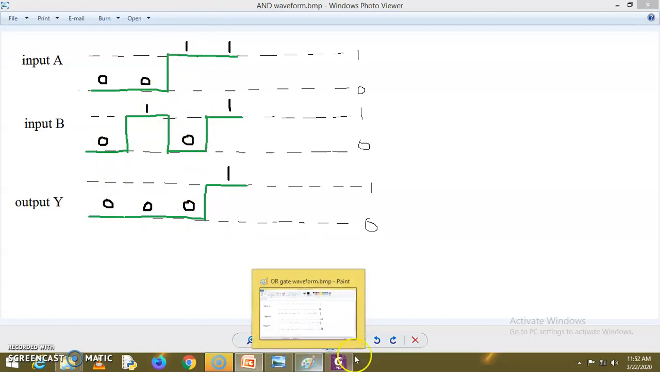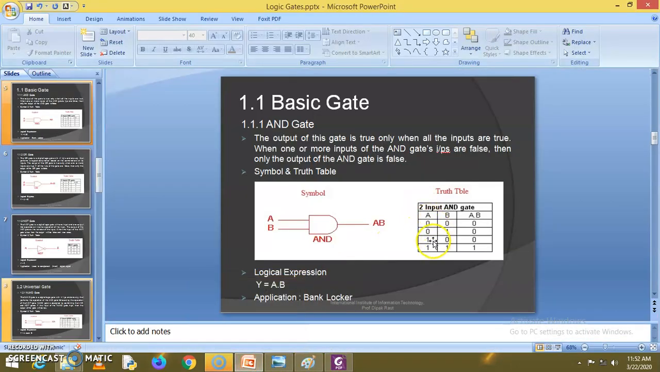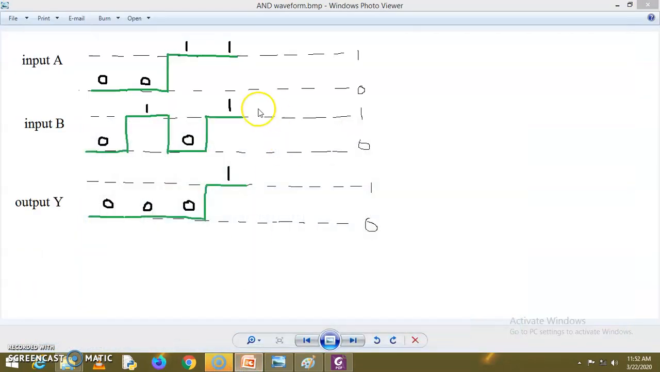And now only one combination is remaining in your truth table, that is both inputs are 1. That means output is also 1. So last combination, input A is 1, input B is 1. That time output is 1.